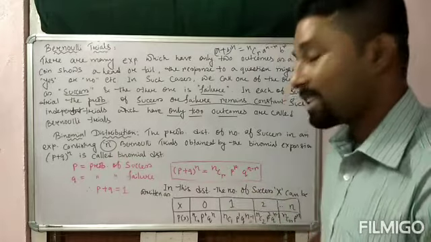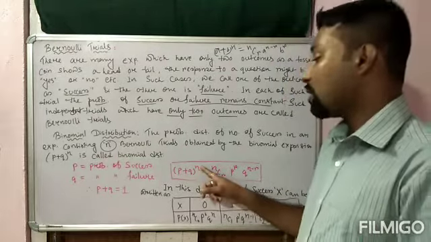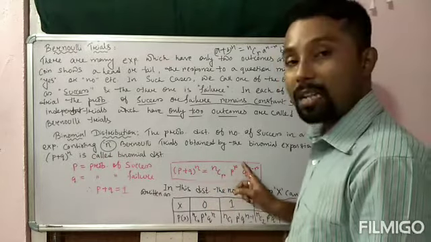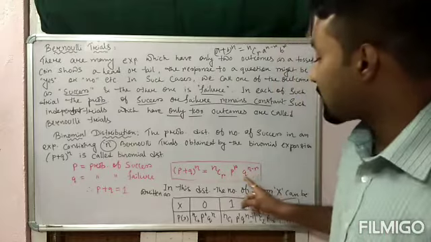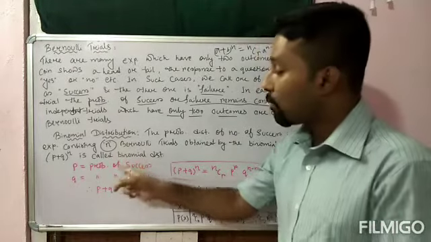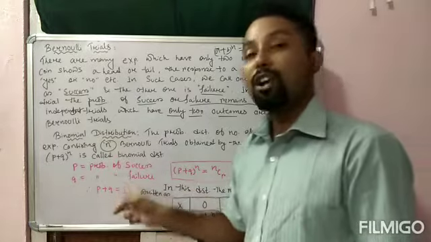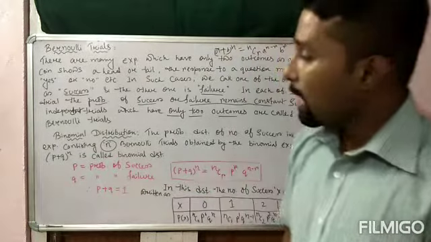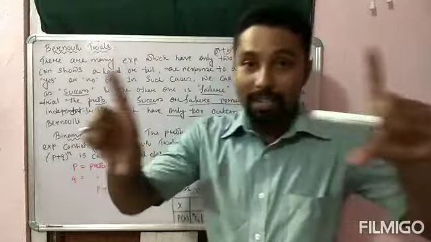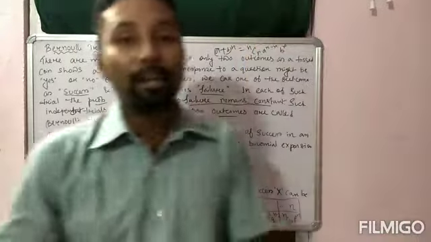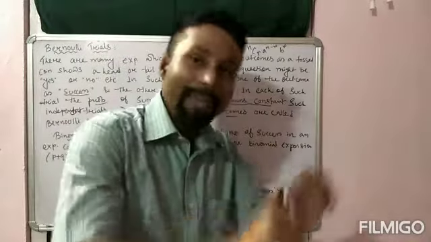बहुत अच्छी तरह से याद रखना पड़ेगा. (p plus q) whole to the power n is equal to nCr p to the power r into q to the power n minus r, where p is the probability of success and q represents the probability of failure. Okay, like probability distribution, एक टेबल दिया गया था probability distribution में. So similarly in case of binomial distribution also you have to make a table.